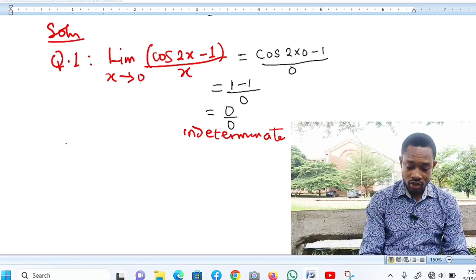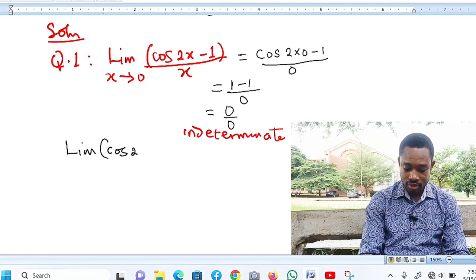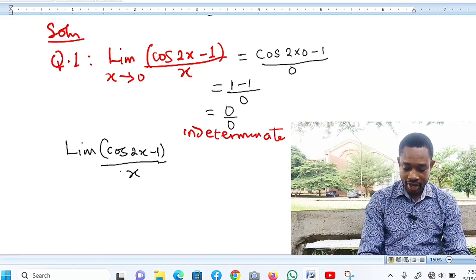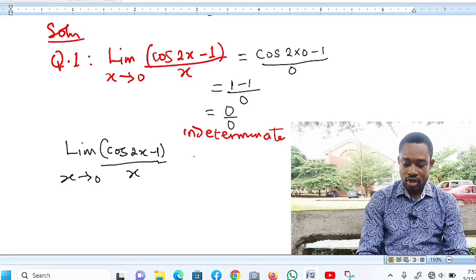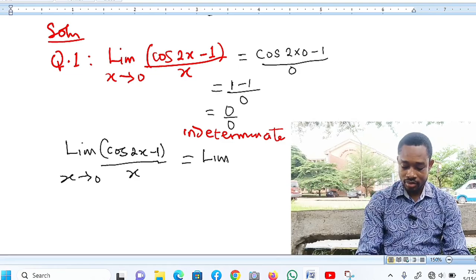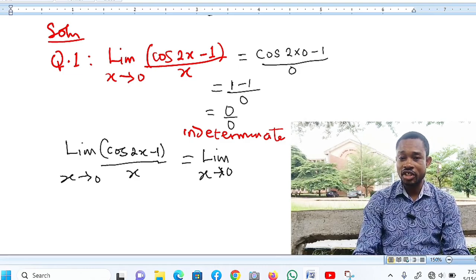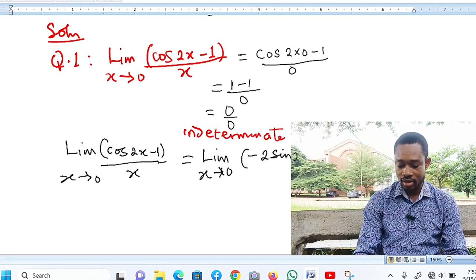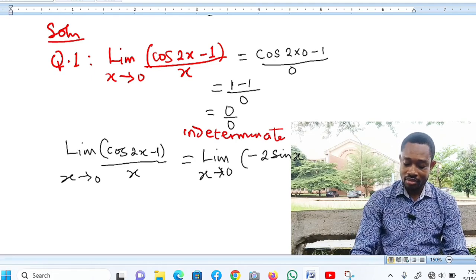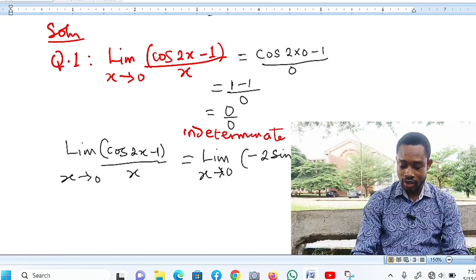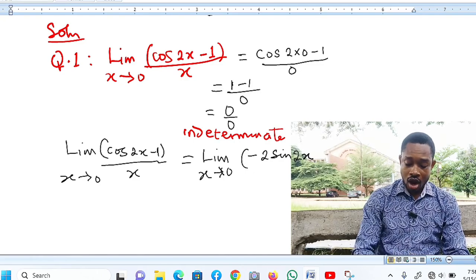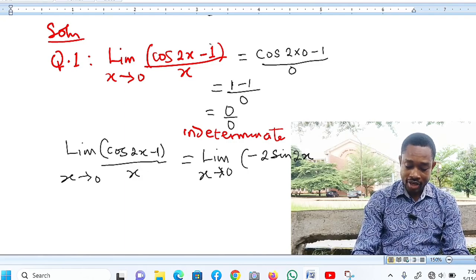The limit of the function given to us, the limit of cos 2x minus 1 all over x as x tends to 0, is the same as the limit as x tends towards 0 of the derivative of the expression. When I differentiated cos 2x, I got minus 2 sine 2x. Just differentiate the major and the minor and multiply both of them, okay? All right, let us now focus on this 1 and differentiate.